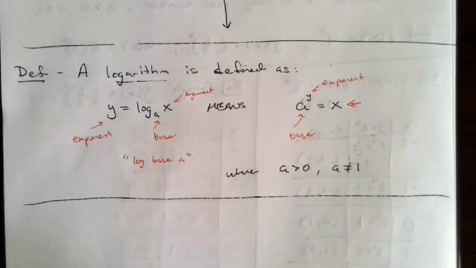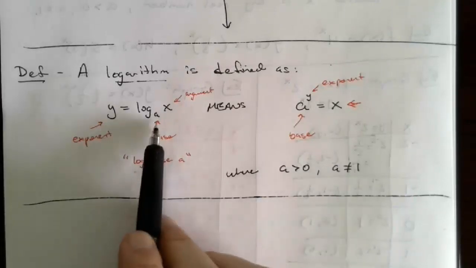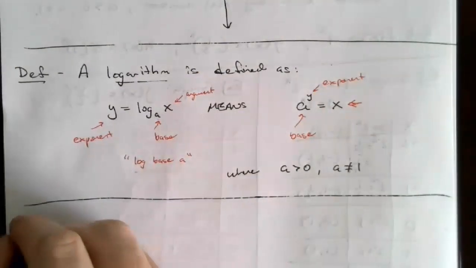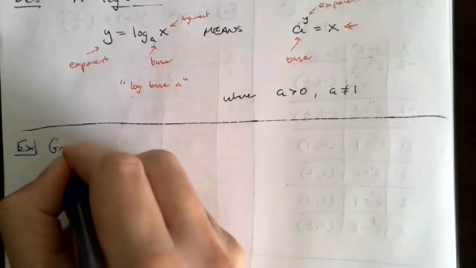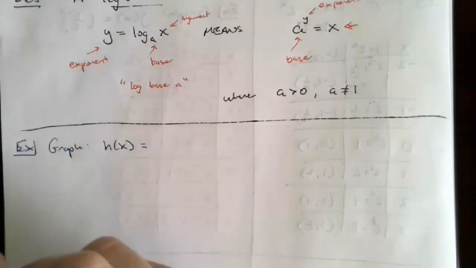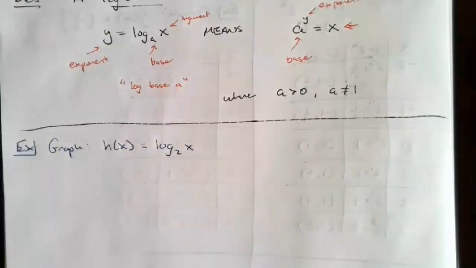So you might see this written as f of x equals log base a of x. Remember, y and f of x are used interchangeably. For logs, this base will change, so pay attention to what it is. I'll do an example where we graph one now, just so you see it, and then we'll talk about using this. So if I said to graph, and I'll call the function h of x equals log base 2 of x.